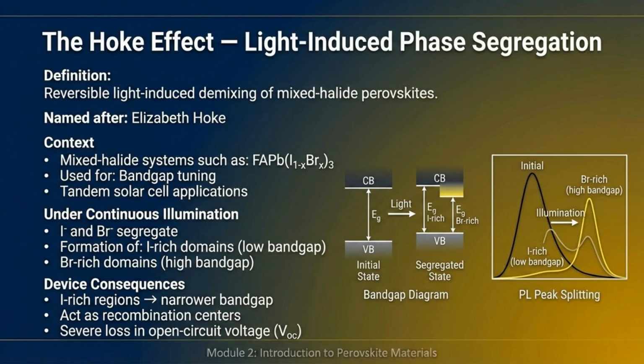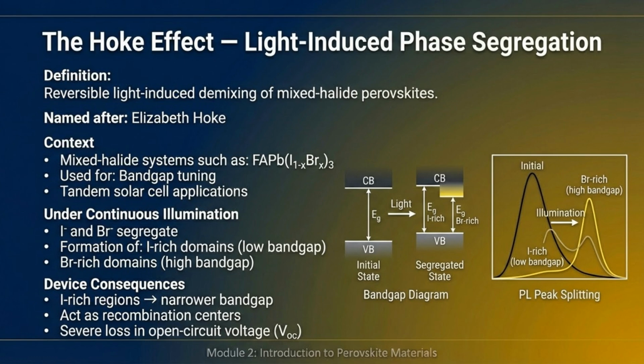So what drives it? Photo-generated carriers interact strongly with the lattice. Carrier-phonon coupling induces local lattice distortions. These distortions generate strain gradients. Strain gradients lower the activation energy for halide ion migration. Once ions become mobile, they diffuse and nucleate compositionally distinct regions. The iodine-rich domains possess a smaller band gap. Electrons and holes preferentially recombine in these regions. As a result, the open circuit voltage drops significantly.